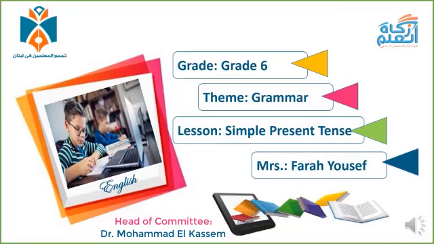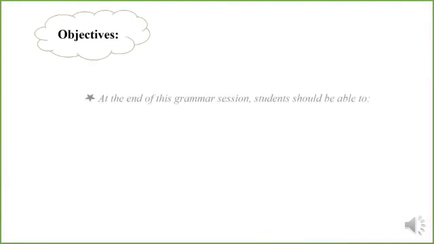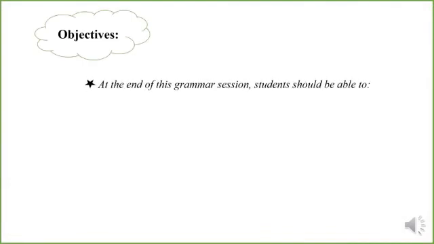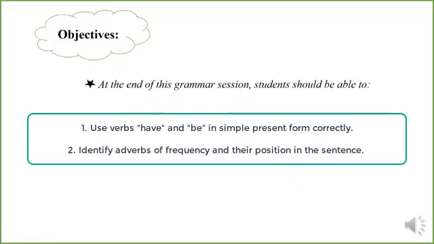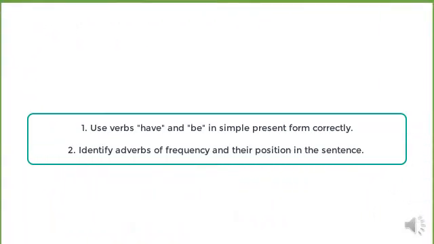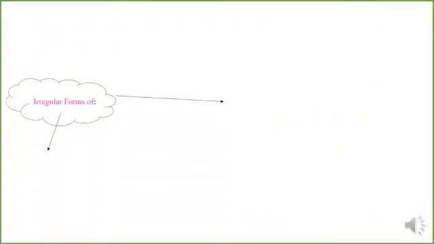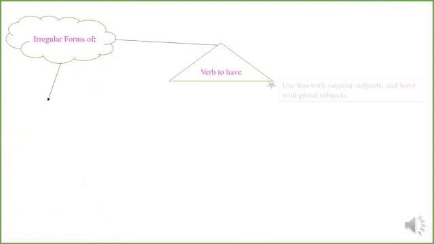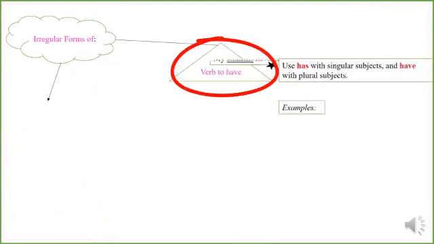We are going to discuss a new grammar skill today. Our lesson is about the simple present tense. At the end of this grammar session, students should be able to use the irregular forms of verb to have.